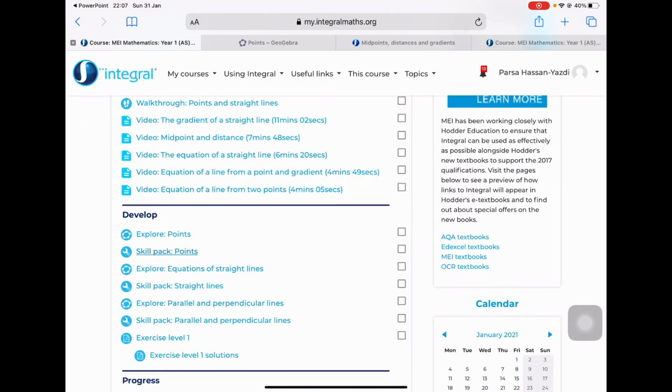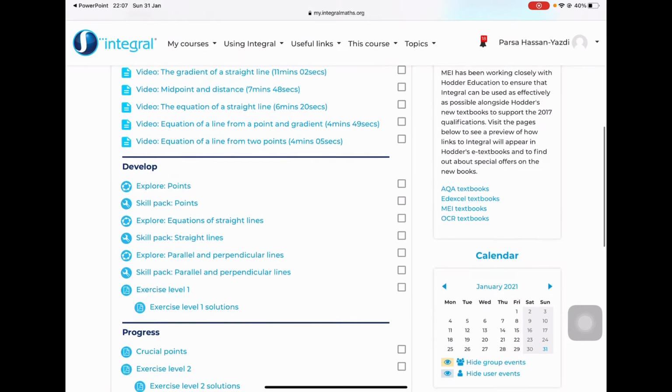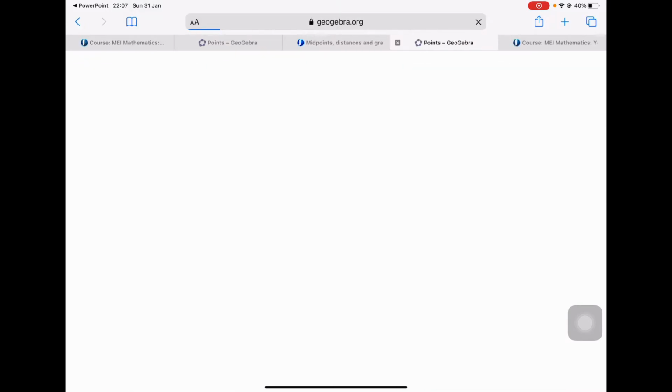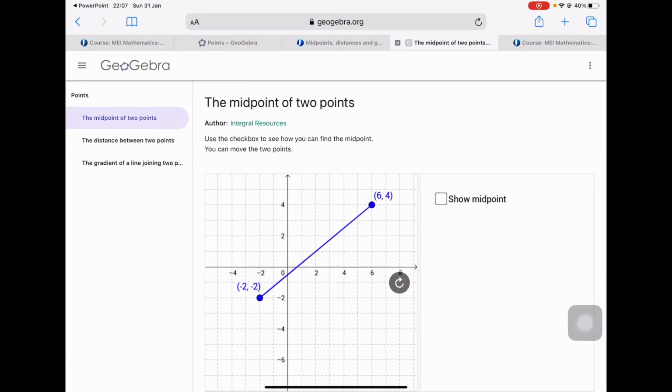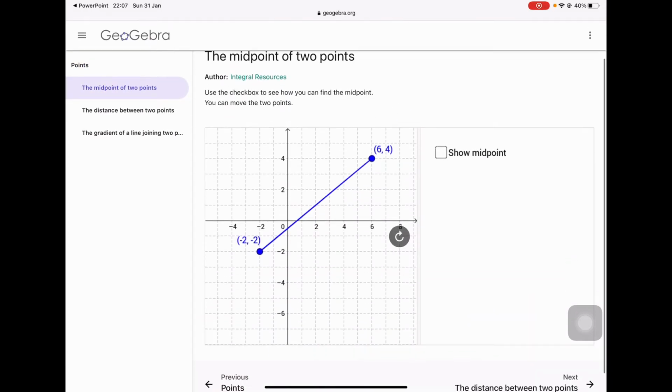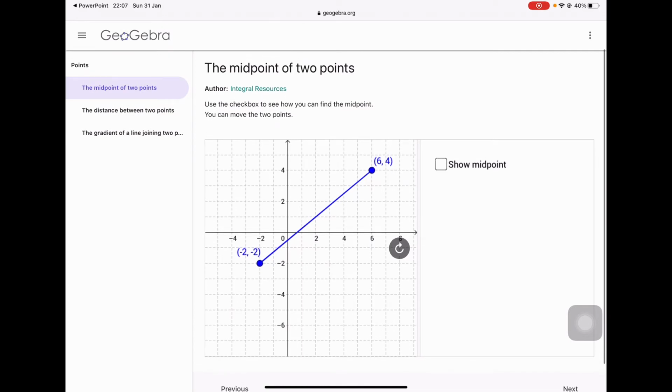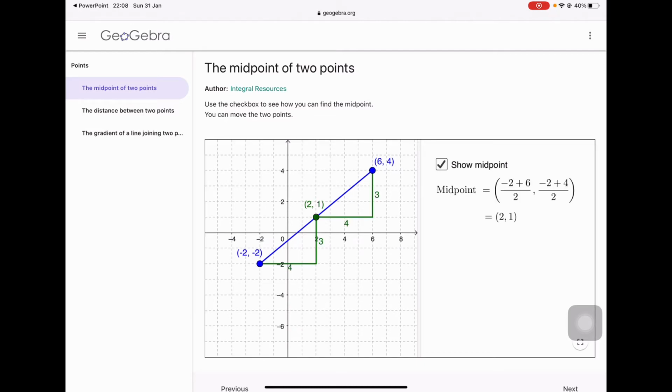And that would take us to this screen here. I'm going to click on Explore Points. So I'm going to start off with this one, the midpoint of 2 points. So here we have 2 points. If I click on Show Midpoint, it will show us how to work out the midpoint of those 2 points.